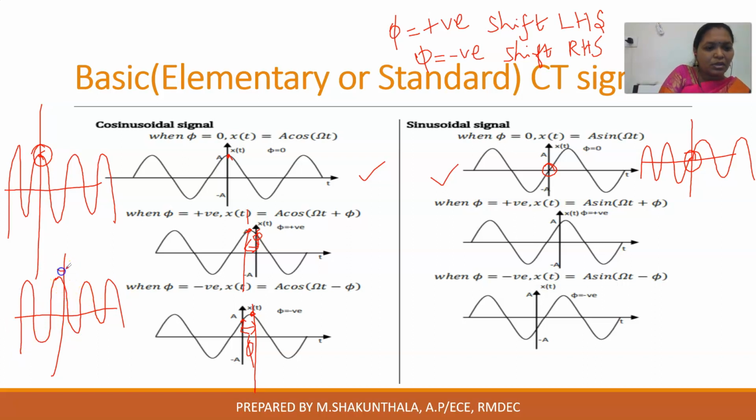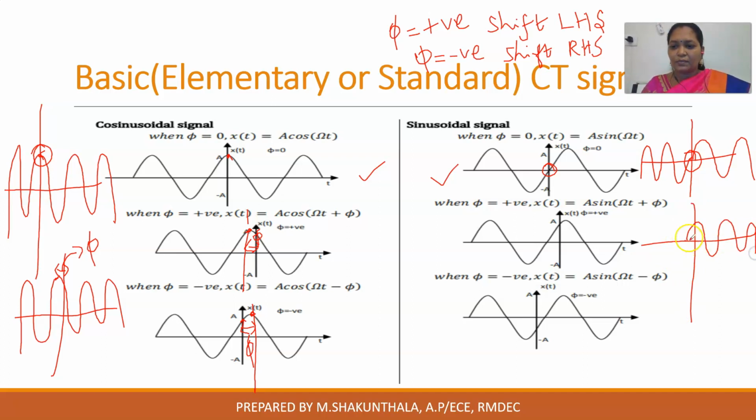Similarly, instead of starting from here, you have to start your signal from here. So this shift is nothing but phi. So you are drawing a left shift for phi equal to positive. Similarly, you have to right shift your value. When you see this signal, you are right shifting your signal here.